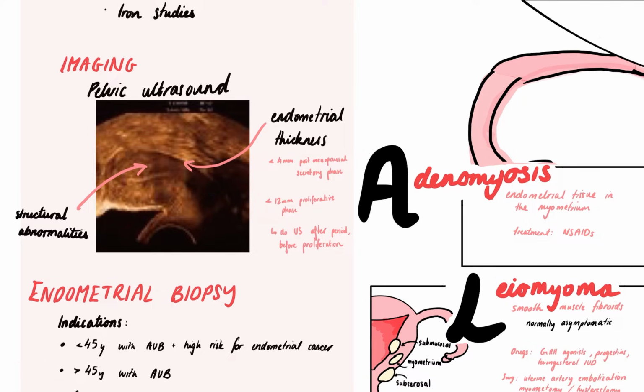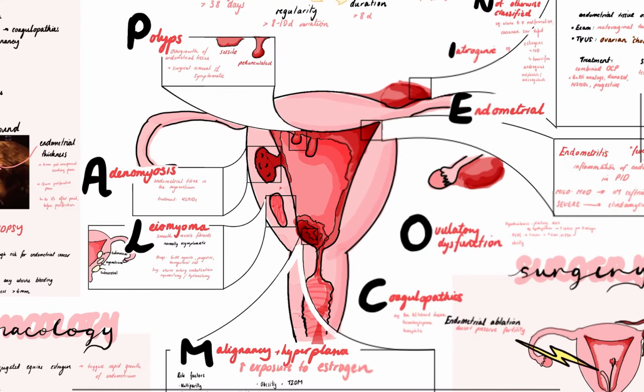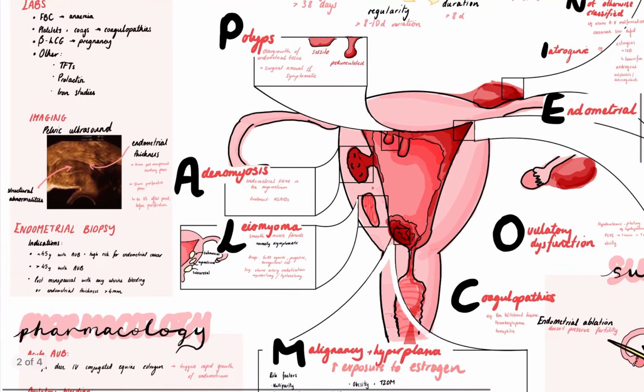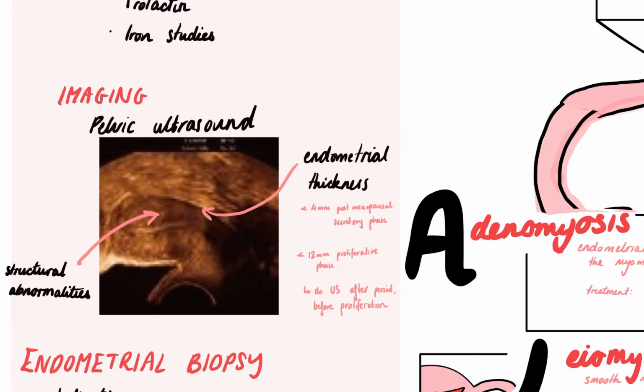Now, the most effective and least invasive imaging or investigation is the pelvic ultrasound. This can be done abdominally or transvaginally, and transvaginal is usually the go. And this is kind of a poor image, but what you would see is the uterus. And this ultrasound can tell us about structural abnormalities. So structural abnormalities might be your adenomyosis, polyps, or leiomyoma.